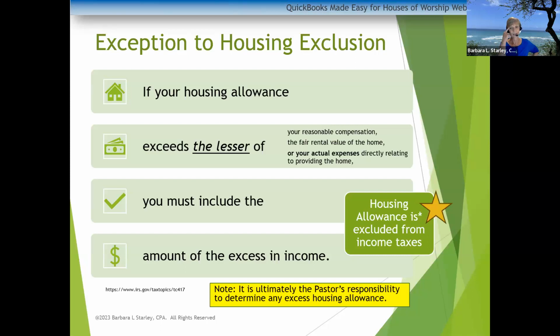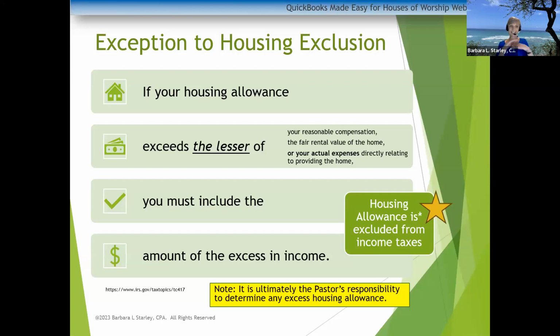You might be asking, well, if they don't spend all of it, do I, as the payroll person, need to go back and ask the pastor for this? No, you do not. The pastor is responsible for reporting any excess housing allowance on their personal tax return. They don't need to tell you in the payroll department. They don't need to tell the board. But if they are getting an excess housing allowance, they may want to reduce their housing allowance going forward. That's why it's important that they keep track of it.